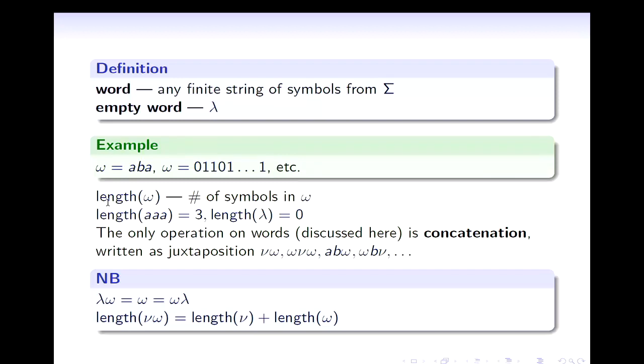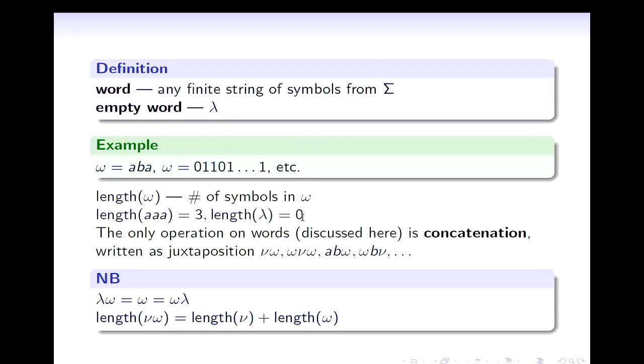The length is a function that maps every word to a natural number. The length of a word is defined straightforwardly as the number of symbols in the word, so that the length of ABA or the length of AAA is obviously 3, and the length of lambda, because it doesn't contain a single element, is 0.